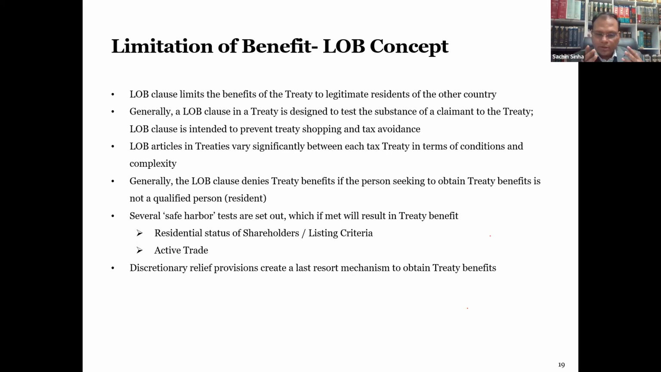So the SSC has to demonstrate why they have come through this country, and why it can be said that they are not there for the purpose of tax benefit. Because if the department proves that you have taken this route only for the purpose of taking the tax benefit, then the GAAR provision may also be invoked in this case.